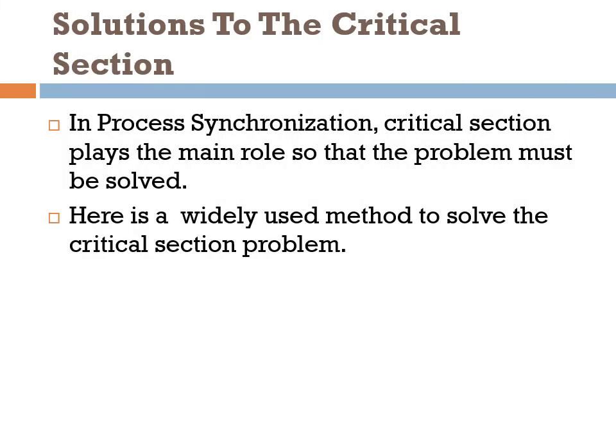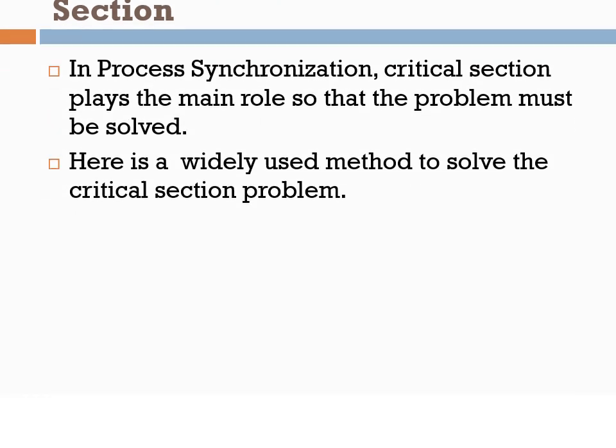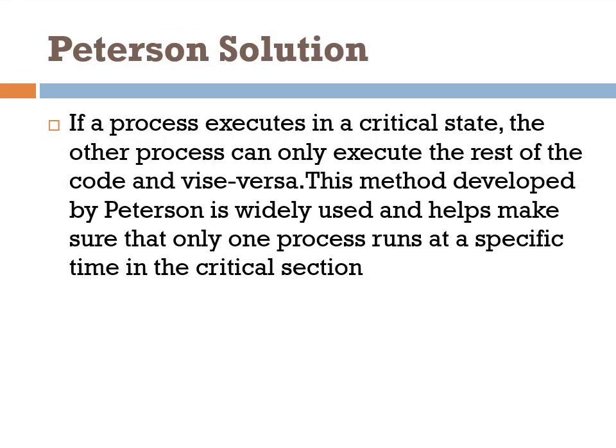Solutions to the critical section problem. In process synchronization, the critical section plays the main role, so the problem must be solved. There are numerous and various ways to solve the critical section problem. Here we will discuss one widely used method to solve it, that is the Peterson solution. Now, what is the Peterson solution? If a process executes in its critical section, the other processes can only execute the rest of the code and vice versa. This method, developed by Peterson, is widely used and helps make sure that only one process runs at a specific time in the critical section.